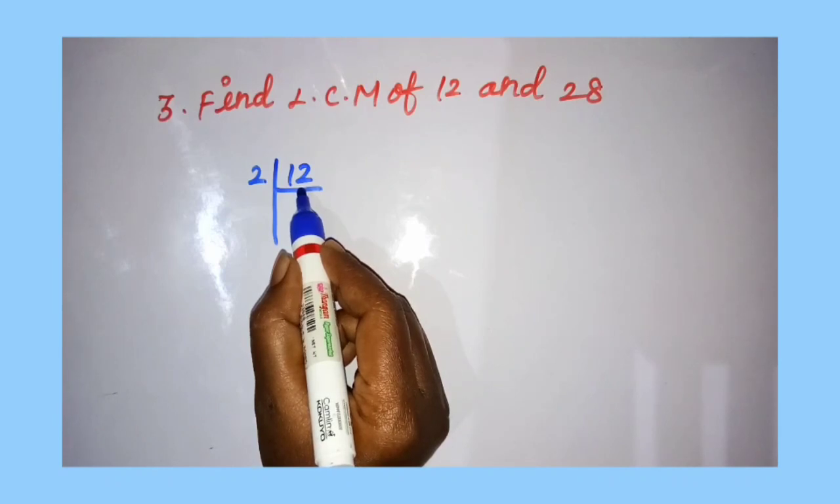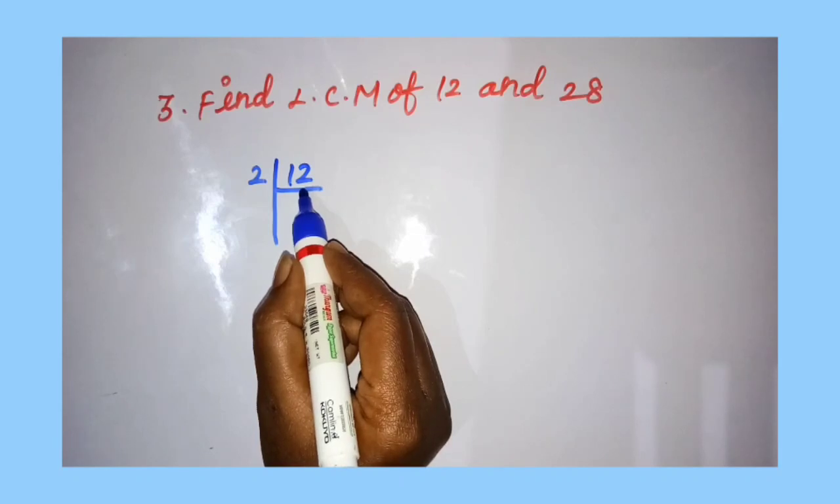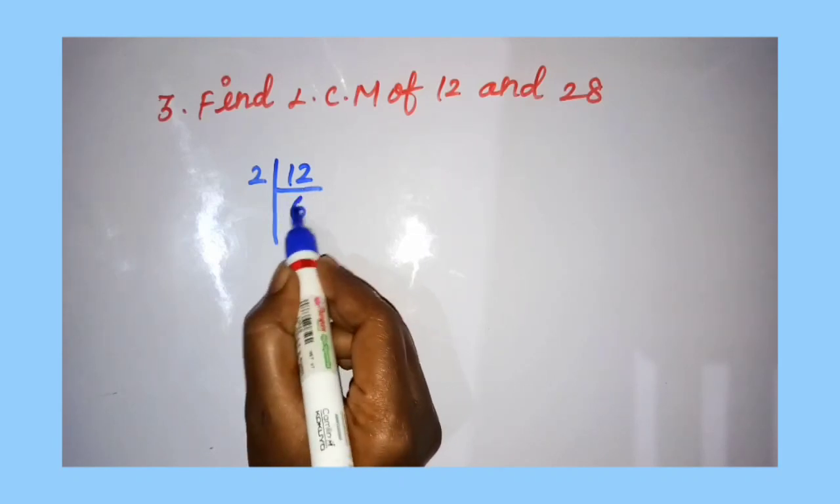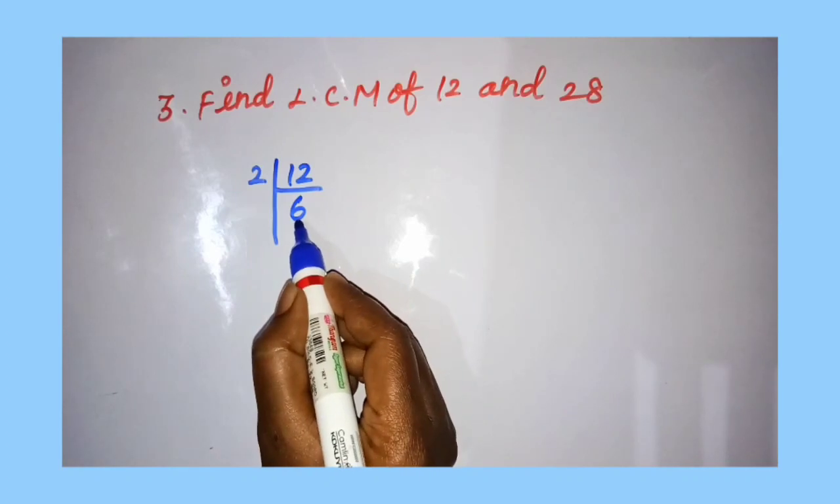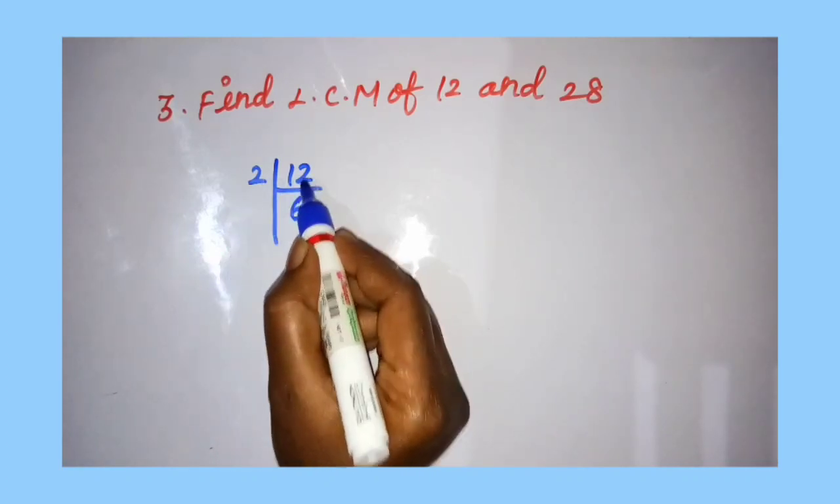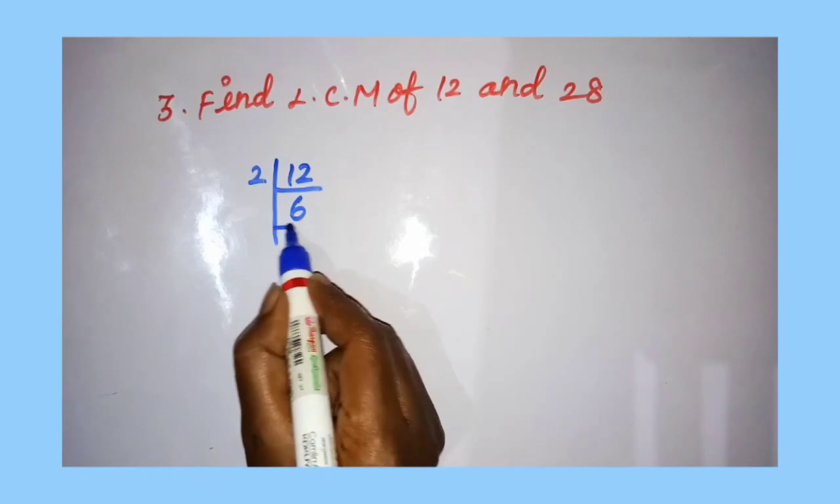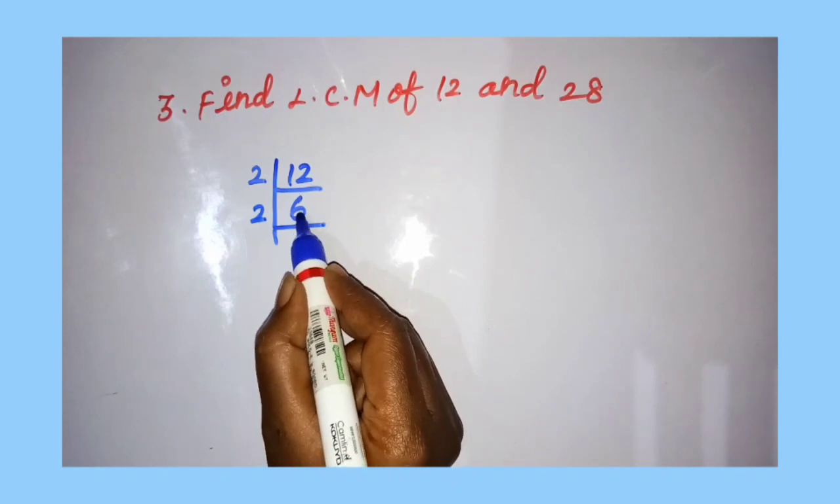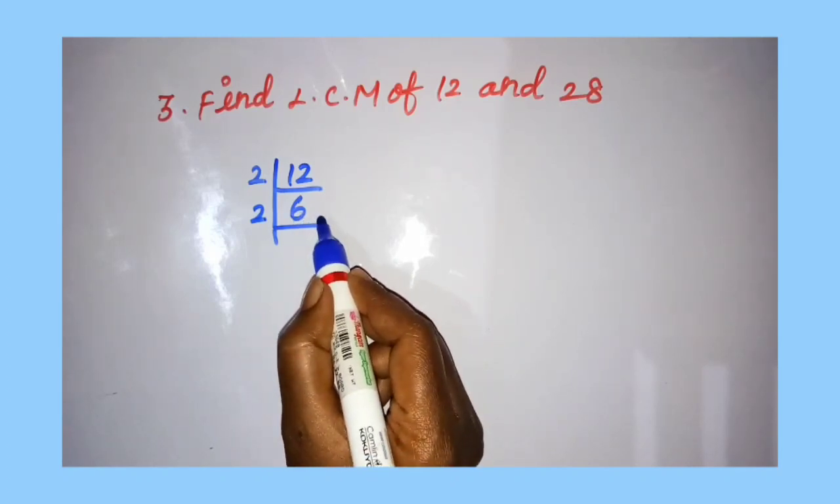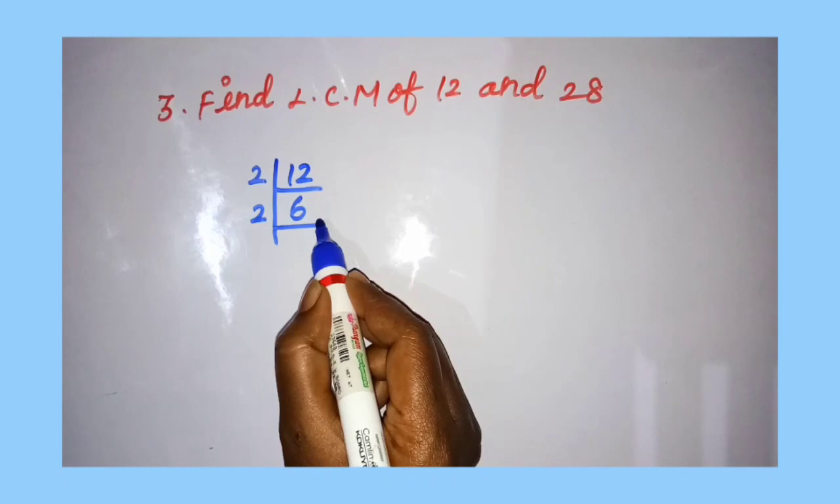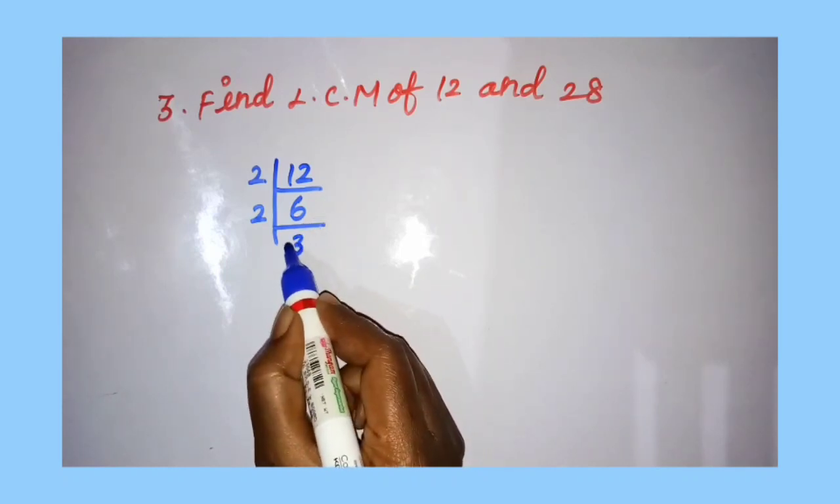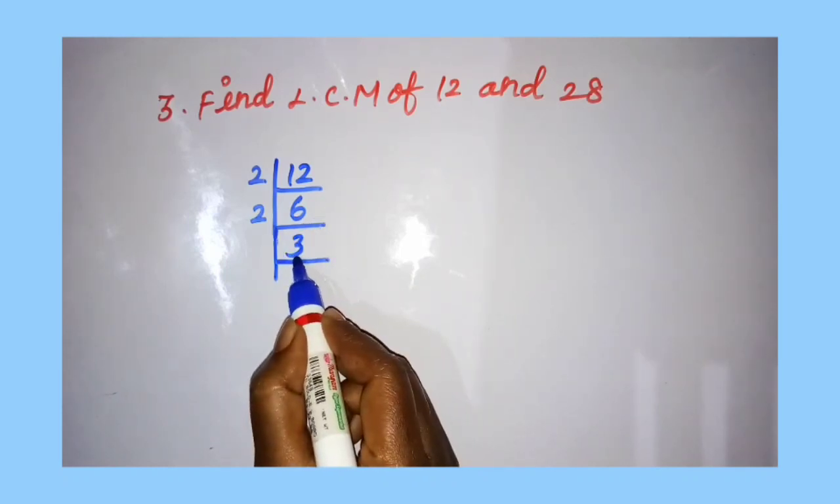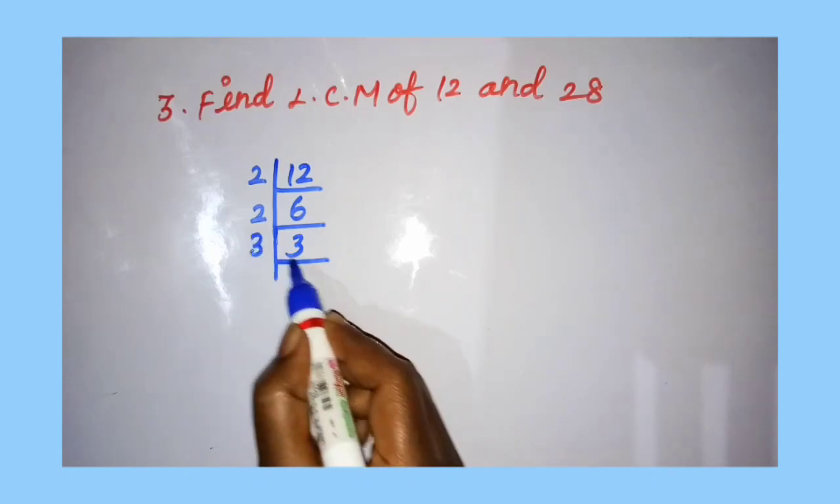1 2s are 2, 2 2s are 4, 3 2s are 6, 4 2s are 8, 5 2s are 10, 6 2s are 12. So we write 6; in the 2 table, 12 comes 6 times. Next, we take the 2 table again. In the 2 table, how many times does 6 come? 1 2s are 2, 2 2s are 4, 3 2s are 6. So we write 3. Next, does 3 come in the 2 table? No. So we take the 3 table.